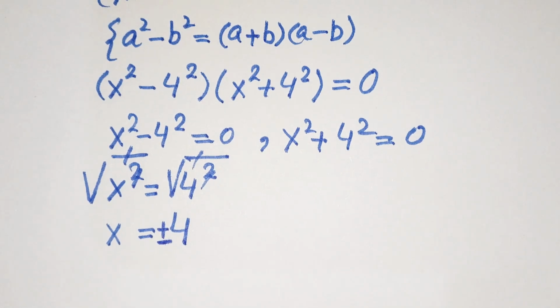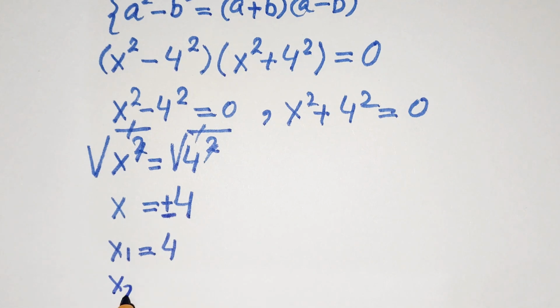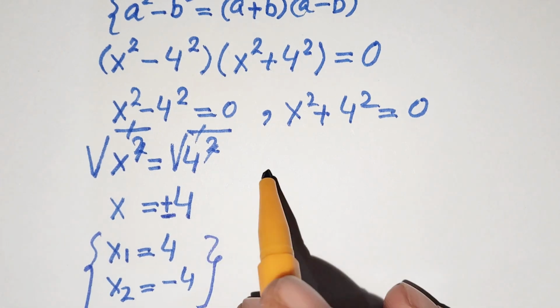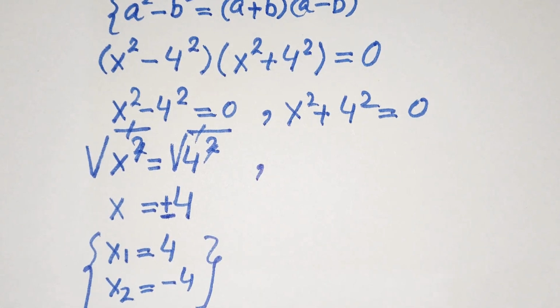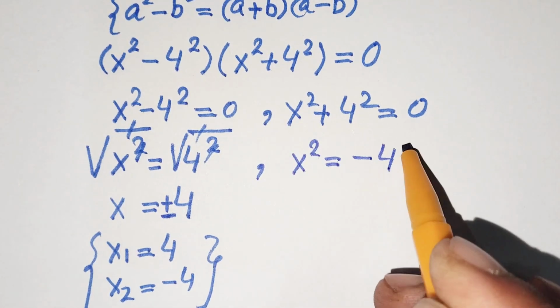So now we have two values of x. Let us say x1 is equal to 4 and x2 is equal to minus 4. These are two values. Similarly, when we solve the other case, x square plus 4 square is equal to 0, we get x square equal to minus 4 square.